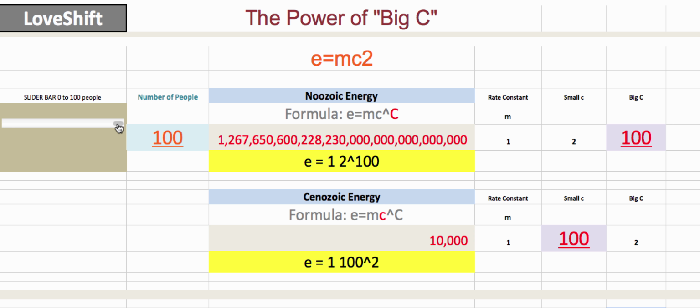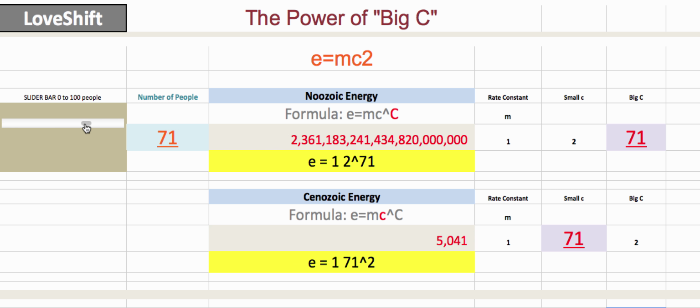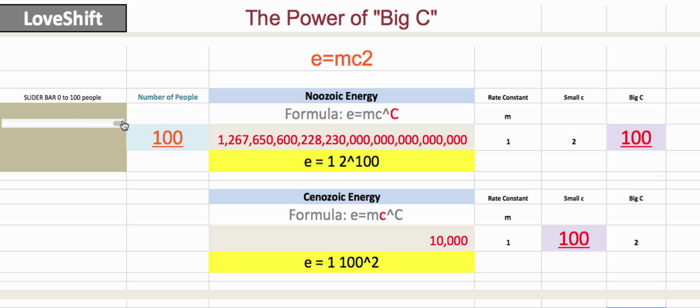Once again, watch the formula change. Look at the difference. So if you find this interesting, please go to www.loveshift.com and explore, and then consider becoming involved in how we figure out how to apply this to the problems that we face on Earth, because we certainly have problems. We certainly need energy, and we're in this together. So that's the Big C demonstration.